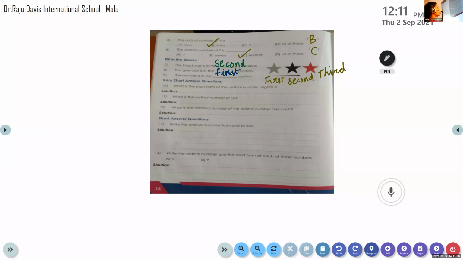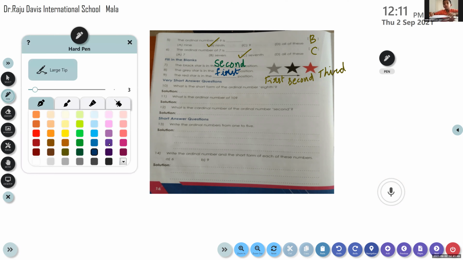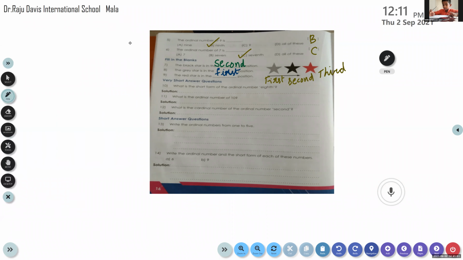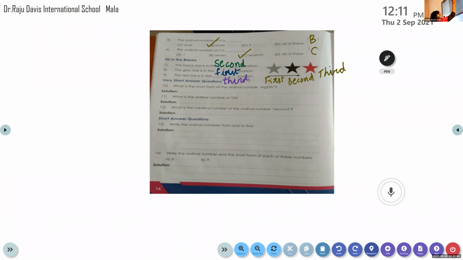Wilfred, please start. Yes. The red star is in the dash position. What's the position of red star? Third. Not a third. Third. What's the spelling of third? T-H-I-R-D. Very good.